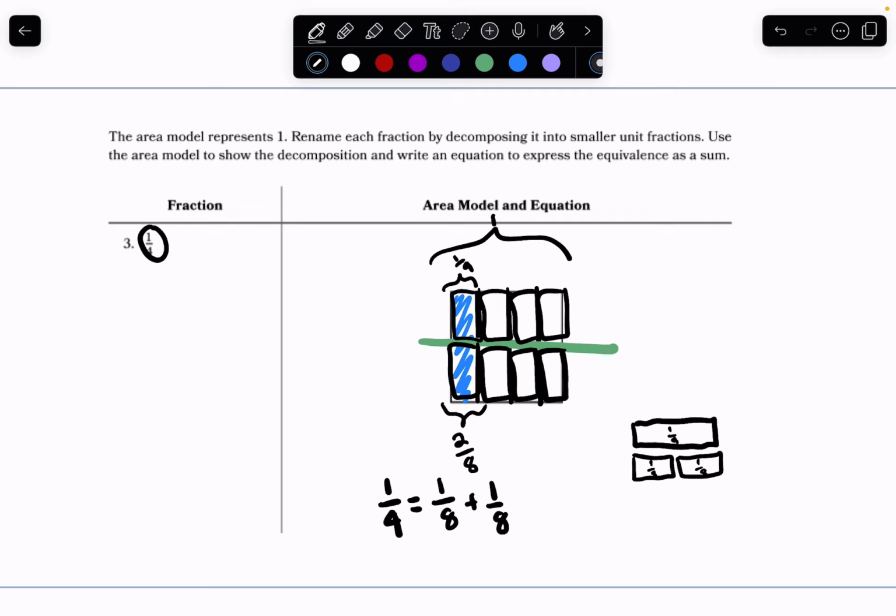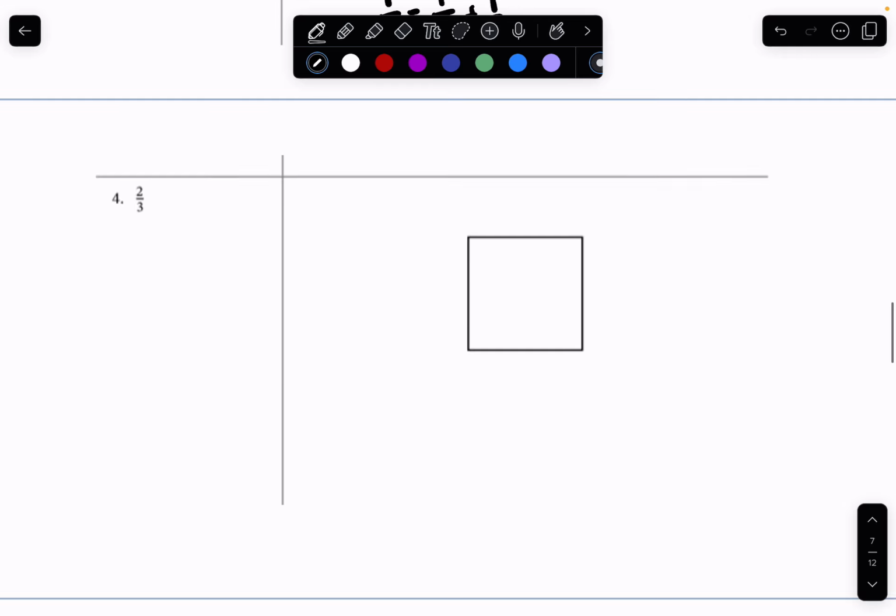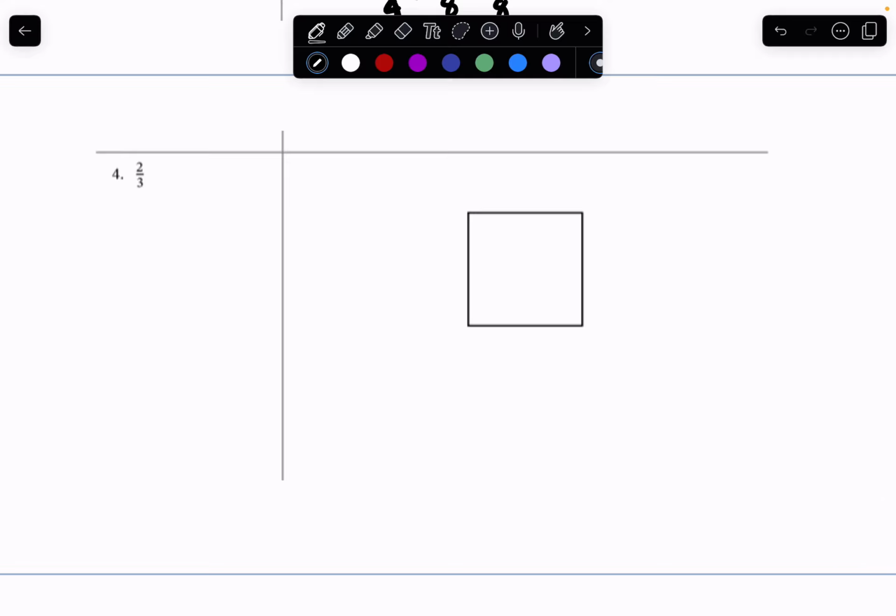All right, now let's scooch down to the last one. This is where you're going to need your extra paper. Start by drawing a square on your extra paper. Then I want you to label, kind of far away from your square, that the whole thing represents one whole. Now let's look at our fraction. The fraction we're using for this one is 2/3.